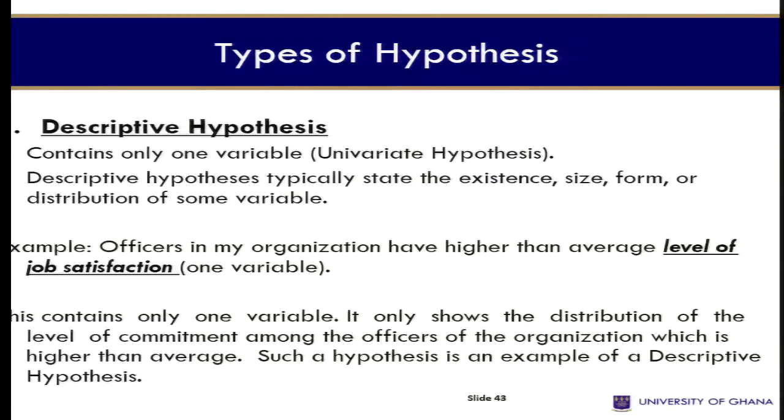A descriptive hypothesis typically states the existence, size, form, or distribution of a variable. We go back to the example we just explored. Officers in my organization have higher than average level of job satisfaction. This hypothesis has only one variable, which is level of job satisfaction. So we say it is a univariate hypothesis. It only shows the distribution of the level of commitment among the officers of the organization, which is higher than average. So such a hypothesis is an example of a descriptive hypothesis.